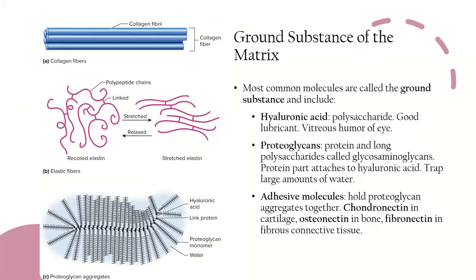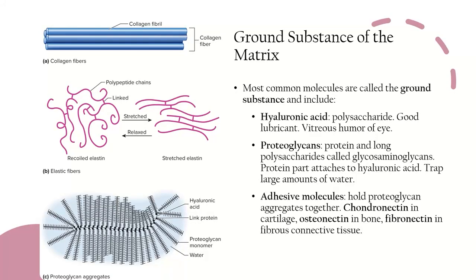The ground substance of the extracellular matrix is made up of hyaluronic acid. I joke about this a lot. There's a beauty treatment commercial on TV. They go, hyaluronic acid. It's just hyaluronic acid, right? It's a polysaccharide, meaning it's what kind of the four biomolecules? Right, it's a carbohydrate. So it acts as a lubricant. An example of this is the vitreous humor of the eye.